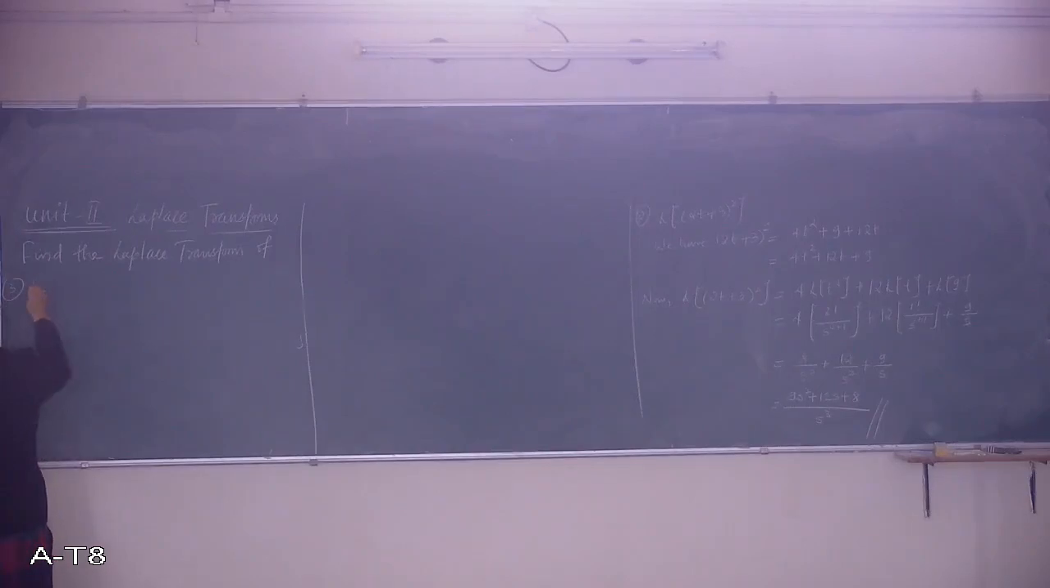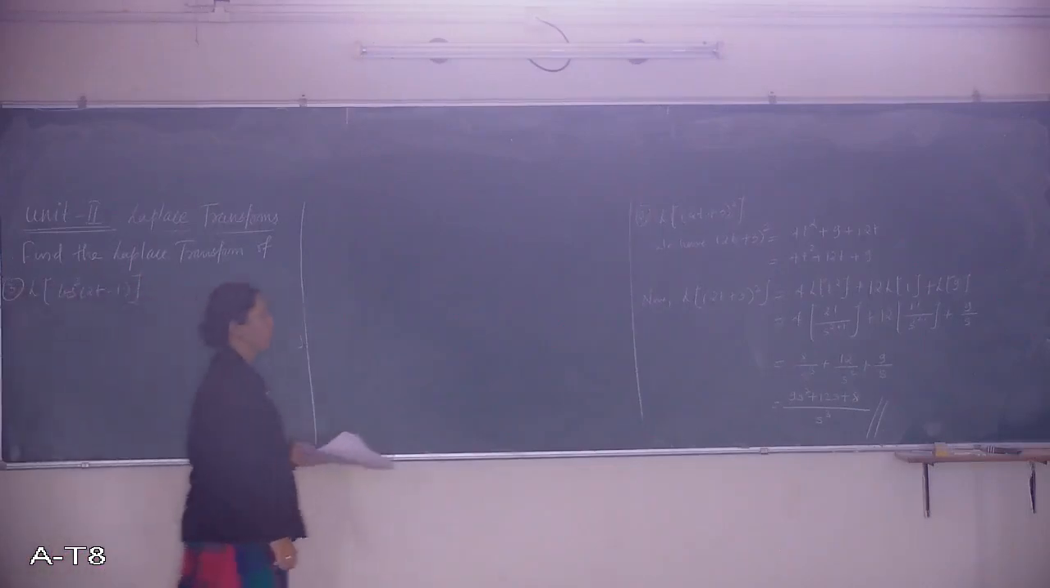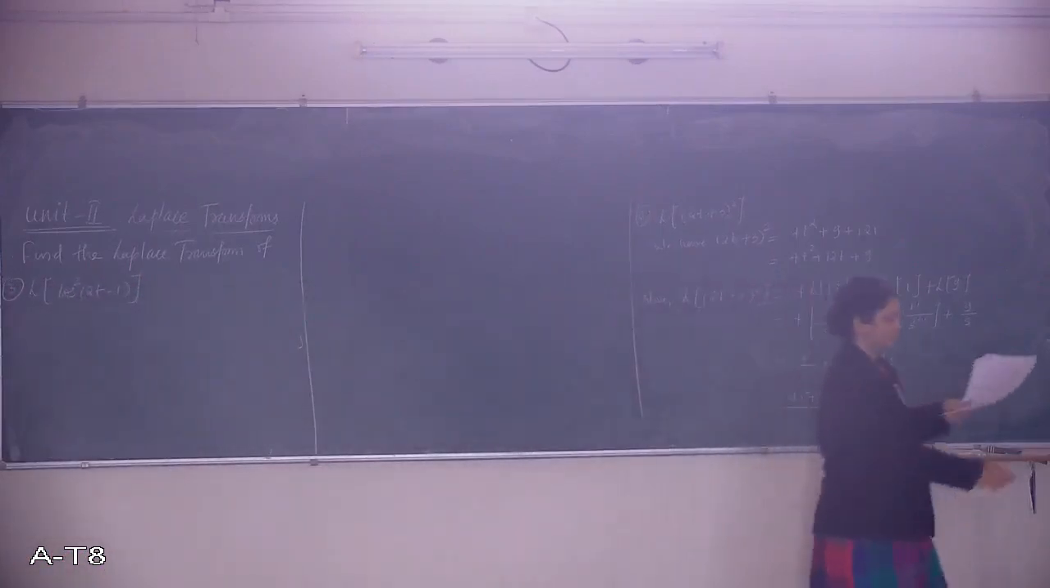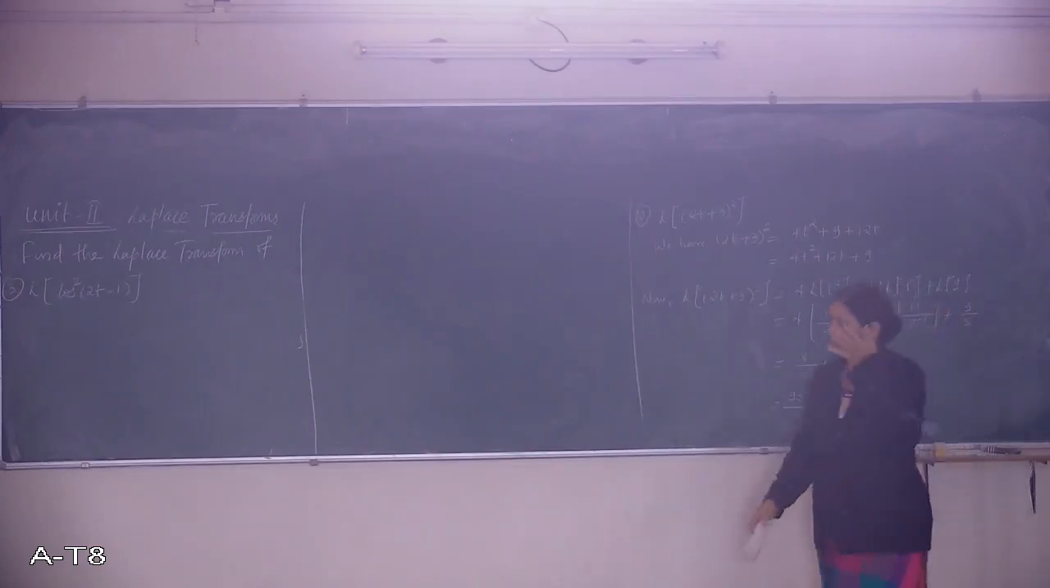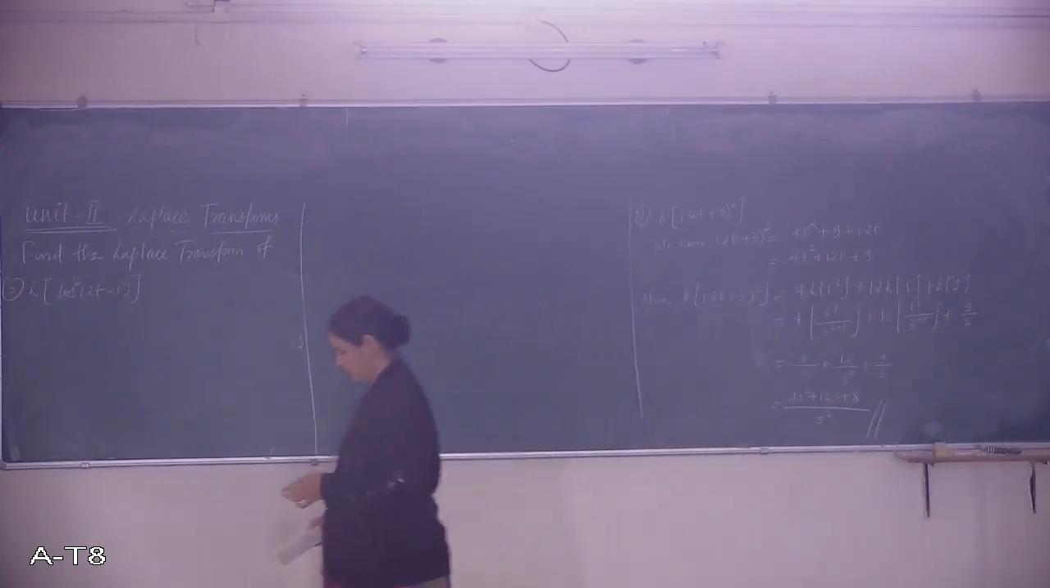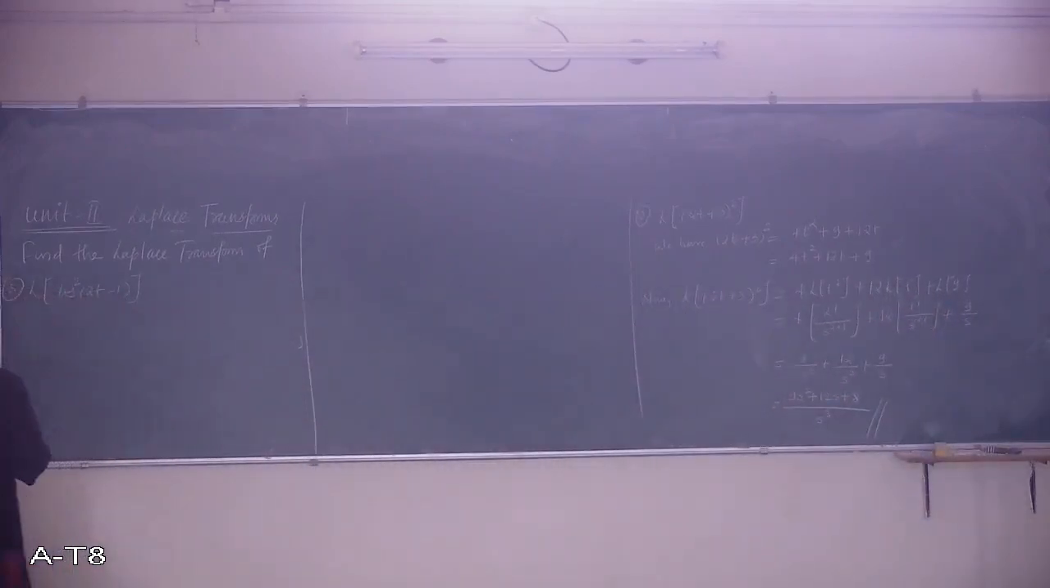Find the Laplace transform of cos square of (2t minus 1). Okay. Now, how to solve this?